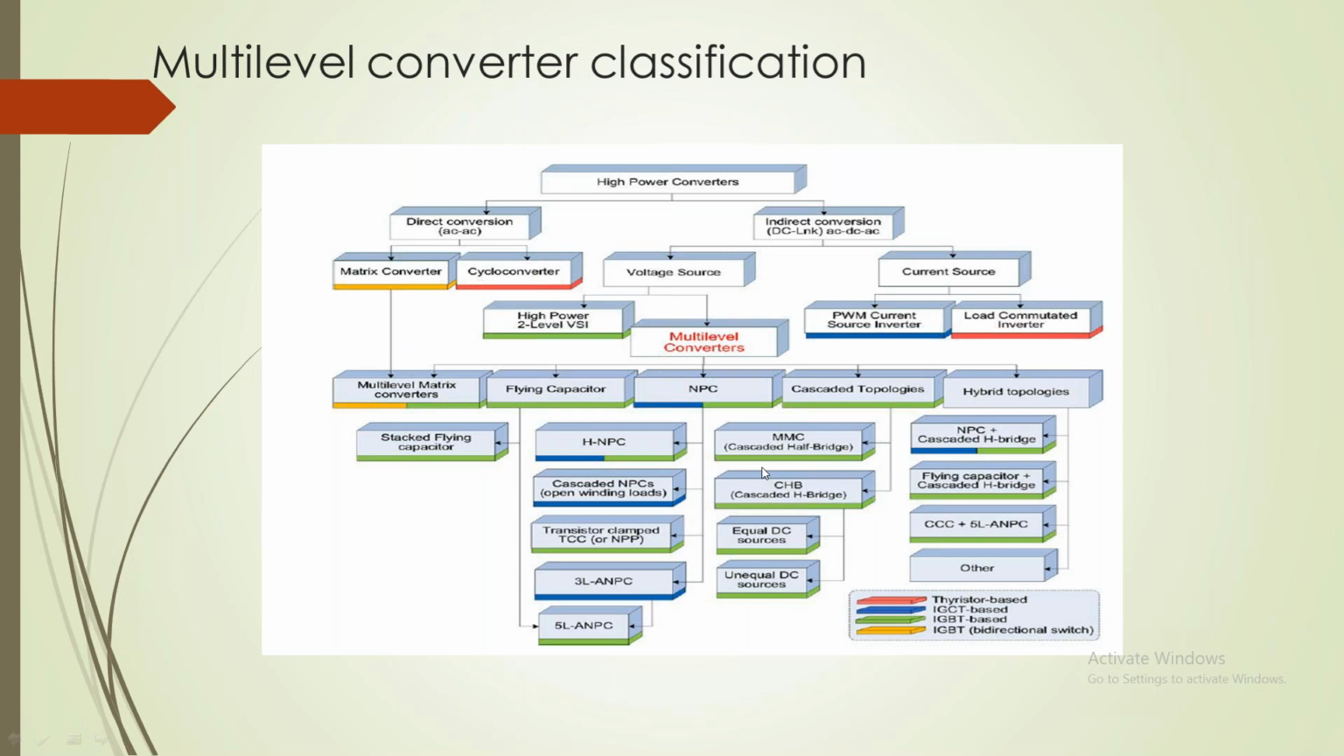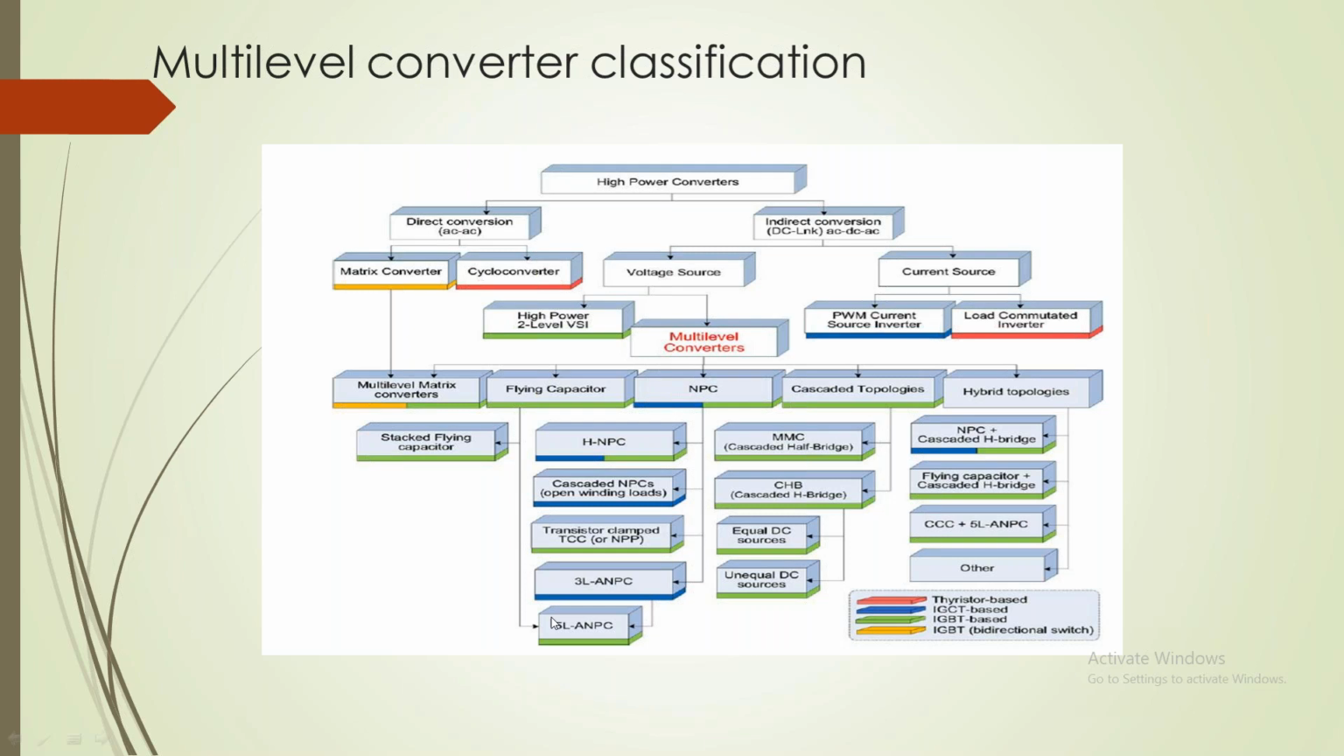I'll throw a brief overview because I didn't work on all these topologies, but I've gone through them briefly, so if someone is interested, they can extend these topologies. As of now, the advanced topologies include the modular multilevel converter and the three-level or five-level ANPC, active neutral point clamp converter. These advanced topologies are popular, and to a certain extent have overcome the drawbacks of the classical multilevel inverters. So these are being used here.